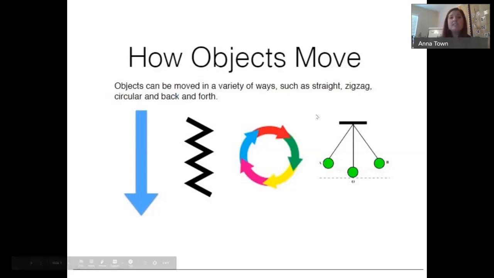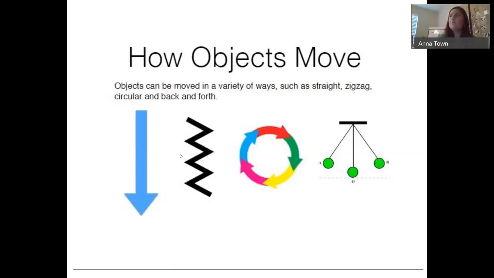So we learned that objects move in a variety, that means tons of different ways. We learned that they move in a straight line. This is a straight line. We learned that they move in zigzag lines. We learned that they move round and round and back and forth. So this would be a straight line. It's not changing directions. Zigzag, it does change directions. Round and round, it continues to go in a circular motion. And here, back and forth, we move back and then we move forth.